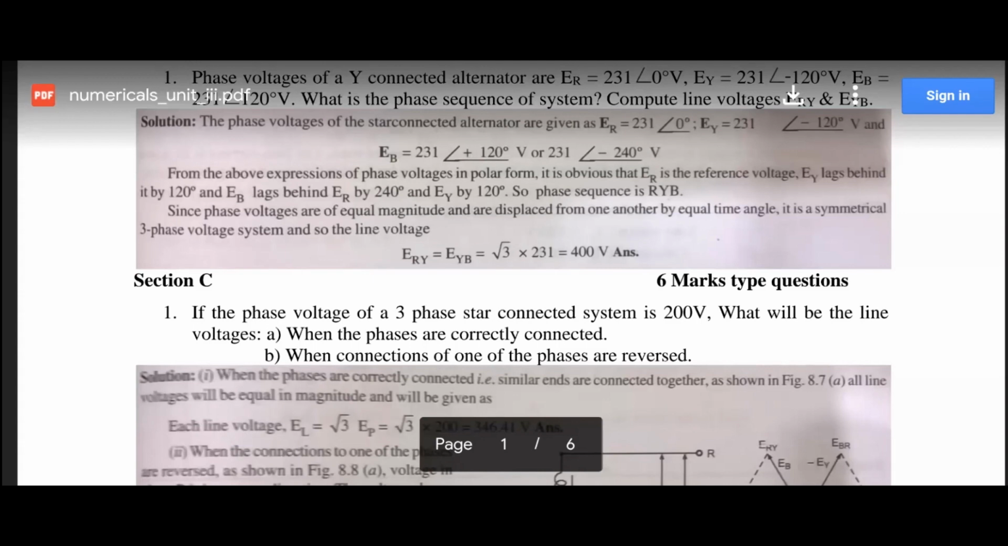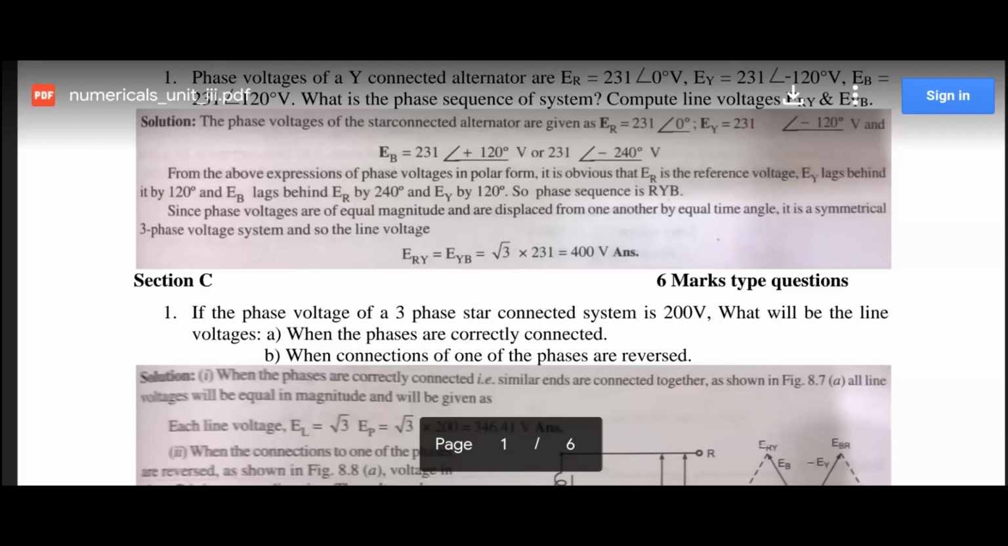Okay, so in this numerical, we are having three voltages given by an alternator. What is an alternator? Alternator is nothing but the AC generator. Okay, so three phase voltages are given as 231 volts, 0 degree, and Y phase is minus 120 degrees and B phase is minus 240 or plus 120. So first of all, the phase sequence is clear as RYB.